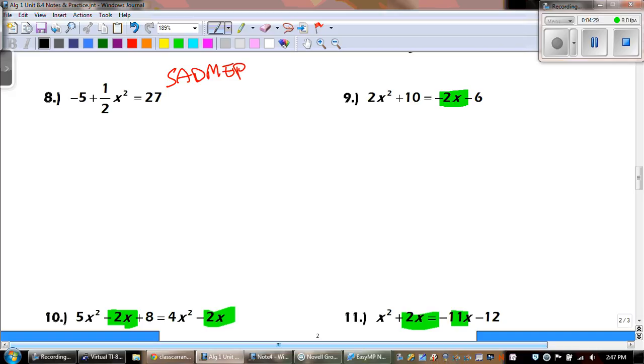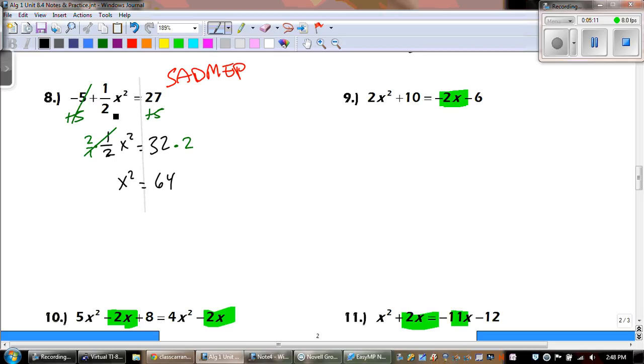Okay, number 8. Number 8, we also said that we're going to do SADMAP. So let's go. First thing we have to do is add 5 to both sides. And we get 1/2 x squared equals 27 plus 5, which is 32. The x isn't by itself yet. There's the 1/2. And to get rid of a fraction, we multiply by the reciprocal. So 2 over 1, which is the same thing as 2. 32 times 2 is 64.